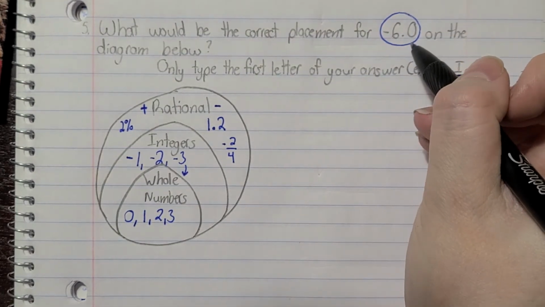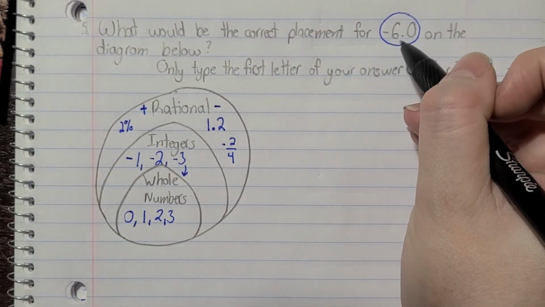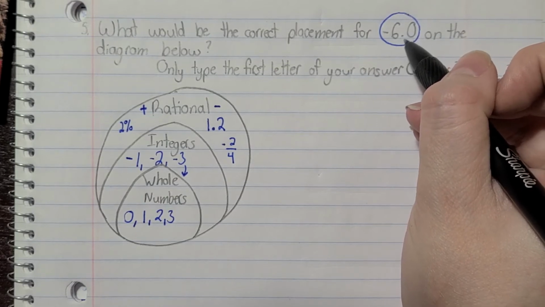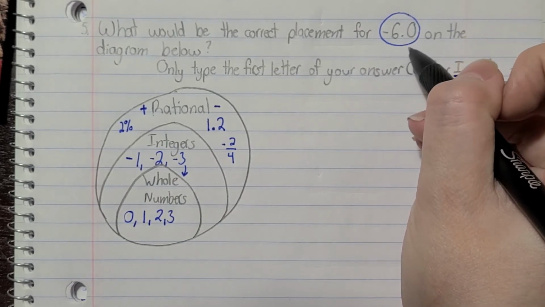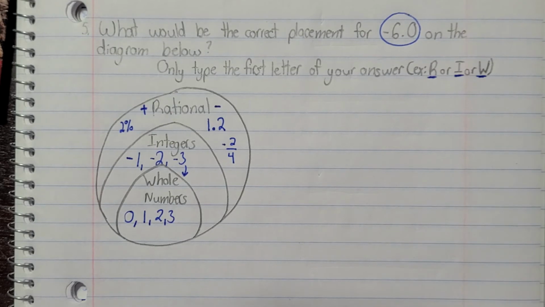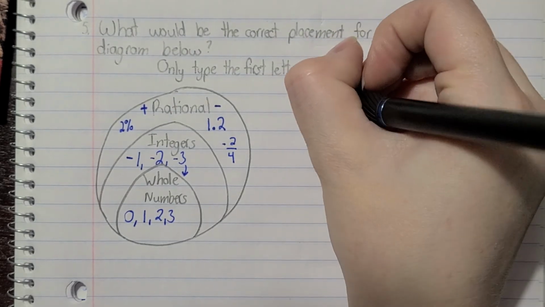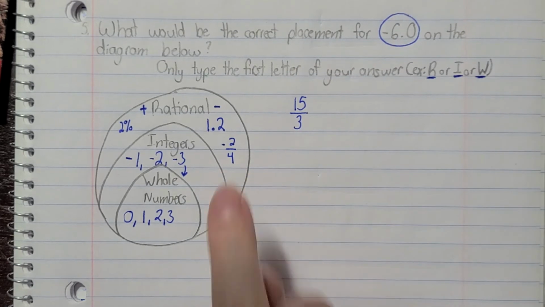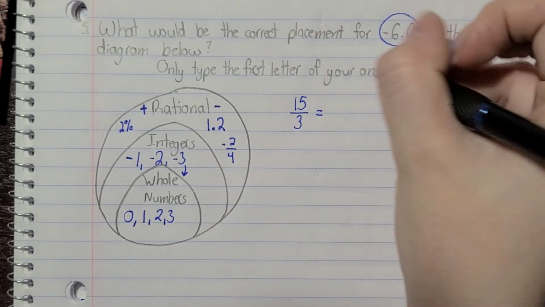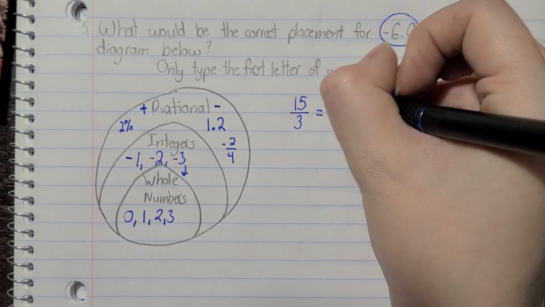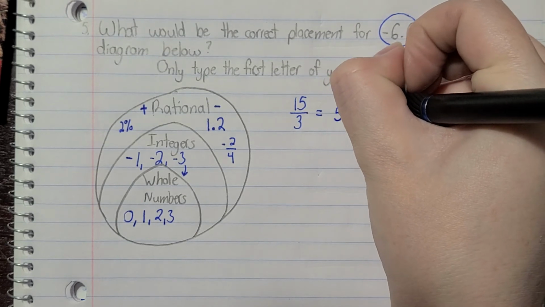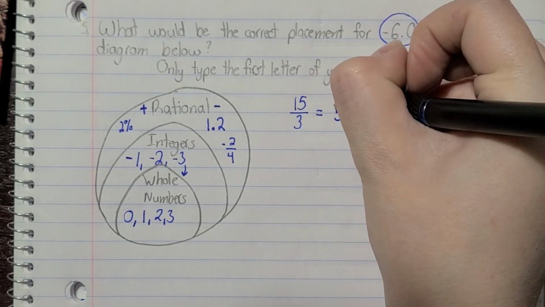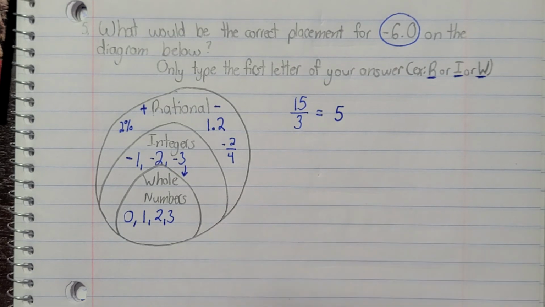So you need to think about where this -6 would go. It does have a decimal, but does this change its value? Another thing to think about is if I give you something like 15/3. Yes, this is a fraction, but if I put it in its simplest form, the value of 15/3 is simply 5. 15 divided by 3 is 5. So this makes it a whole number.